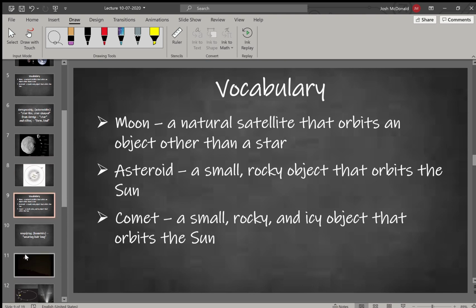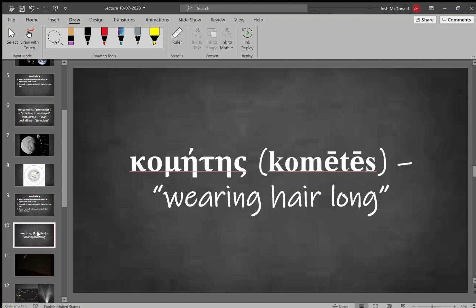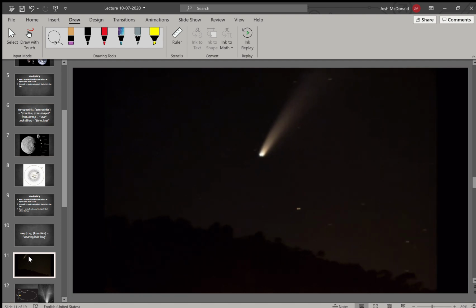These are very distinctive looking. And the word comet comes from the Greek word kometes, and it literally means wearing hair long. So having long hair. And we know this just from the way that comets look, why it has this name. Here's a time lapse of the Neowise comet that I believe was visible earlier this year. And you can see the tail of the comet flowing out away from it. That's where it gets the name kometes, wearing hair long.